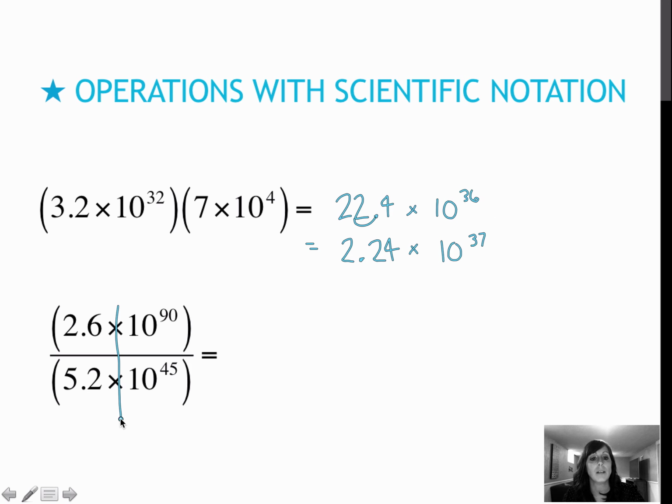And my second one, same idea. I'm going to divide these two. I get 0.5 times 10 to the 90 minus 45, which is 45. And I can't leave that first value that's not between 1 and 10, so I'd have to move it one position. So 5 times 10 to the 44, because I moved it right one position.